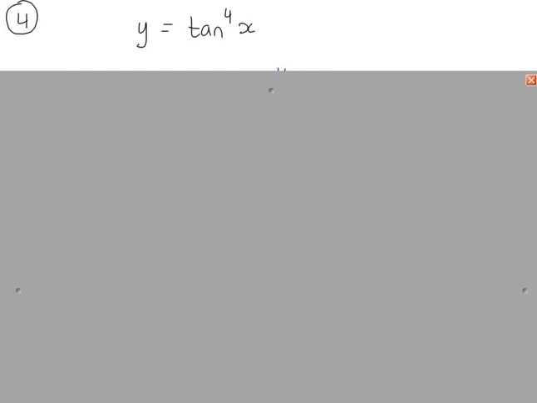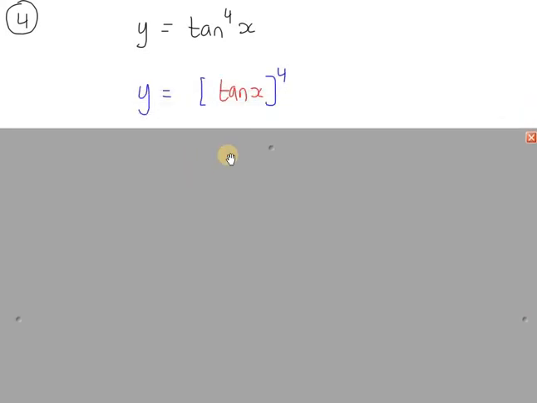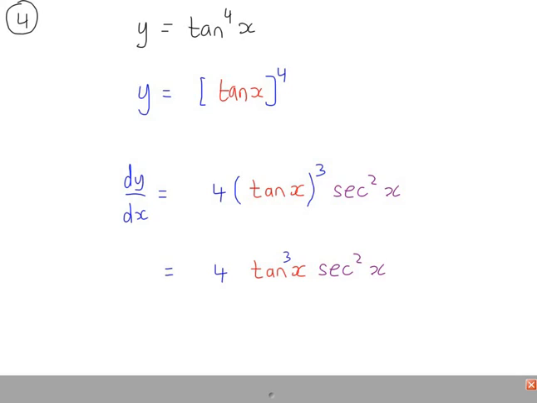Example 4, differentiating tan x to the power of 4. So if we imagine it like this, then what we have is a function in brackets raised to a power, and we can use one of the results of the chain rule to do this. So the power comes to the front, so the bit in the brackets there, copy that again, the power comes to the front, reduce the power by 1, and then if you differentiate the function that's inside the brackets, the tan x, we get secant squared x, and these are all multiplied together, so we get this.